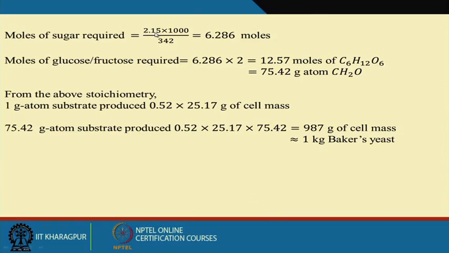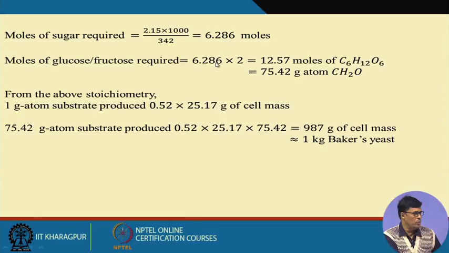Now, 2.15 kg of sugar, multiplied by 1000, will give grams, because previously it was in kg. Then divide by 342, the molecular weight of sugar. So 6.28 moles of sugar is there.